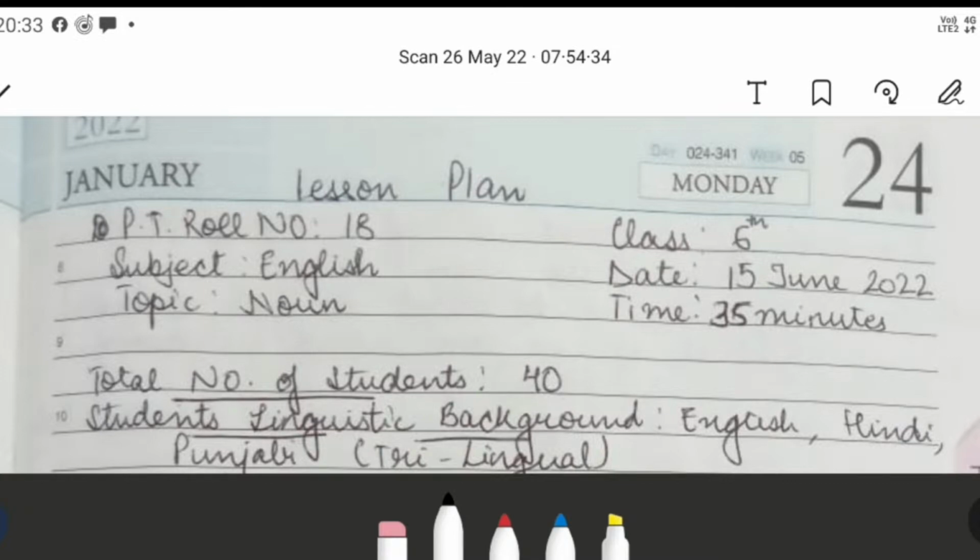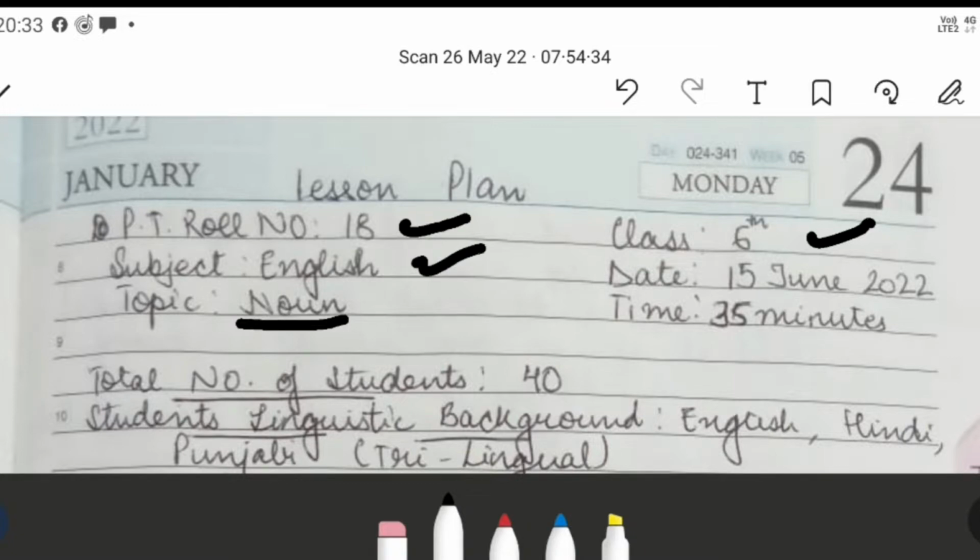PT roll number, whatever roll number has been assigned to you, you would be writing here, like I have written 18. Then coming on to the class, the one you are going to teach, जो आप teach करना चाहते हो उस class के बारे में लिखोगे, not your existing class. Okay, then the subject you are going to teach, then comes the topic, like I have written noun. So whatever topic you are going to deliver, you are going to write the topic name over here.